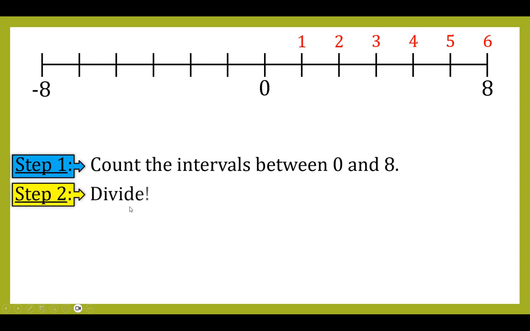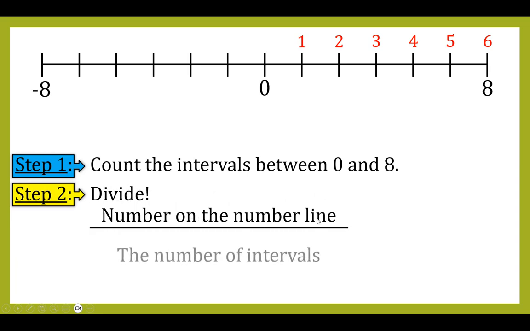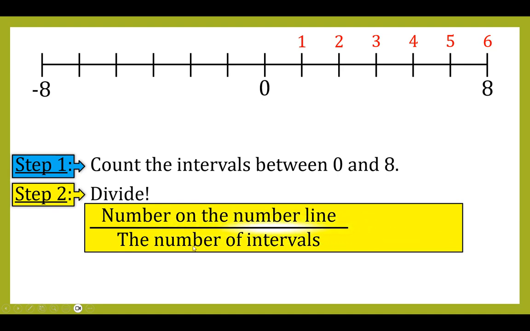Okay, so step 2, I'm going to divide. So the number on the number line divided by the number of intervals. So when I say number on the number line, I am talking about the 8 right here. I'm given 8, and I know that there are 6 intervals. So I'm going to first bring down the 8. I'm going to divide that by the number of intervals. Again, we said was 6. So I'm going to bring that down.